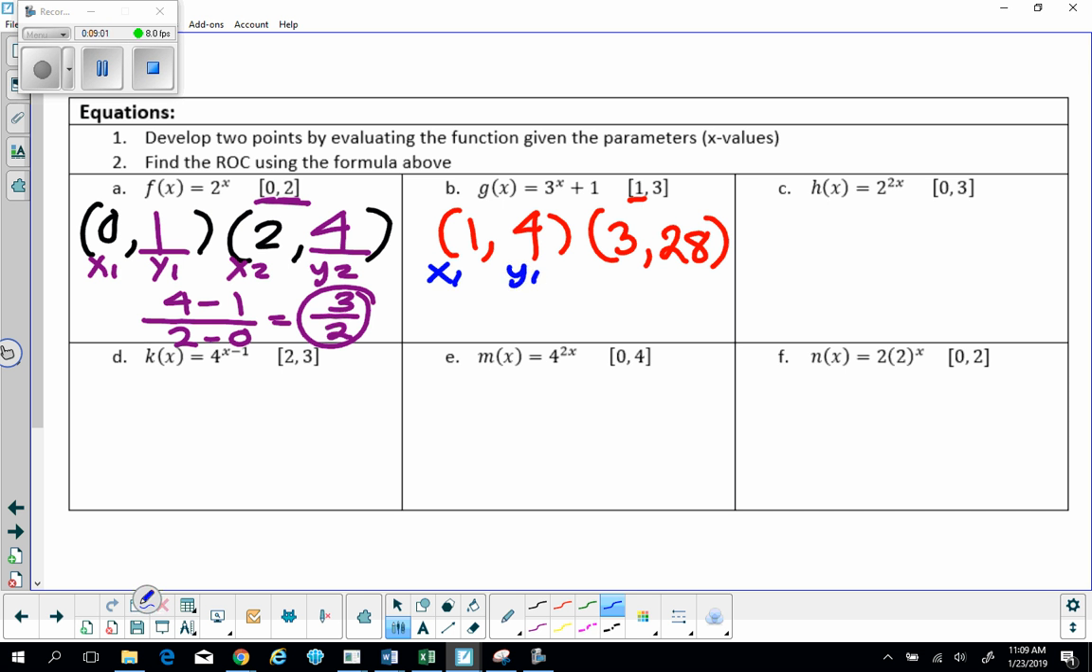x1, y1, x2, y2. And then you just plug it into the slope formula. And so it's y2, 28, minus y1, which is 4, over 3 minus 1. What's 28 minus 4? 24 divided by 3 minus 1. That's 12. That's your slope.